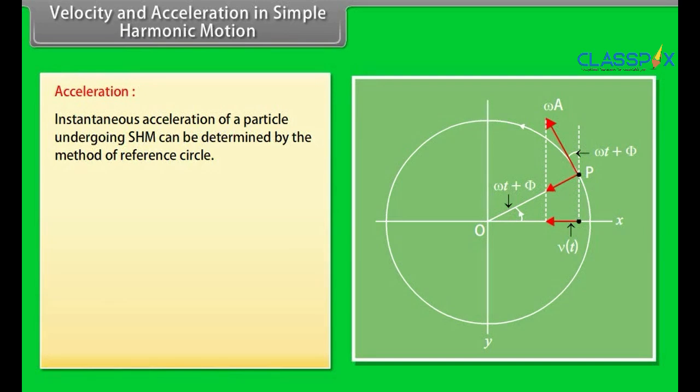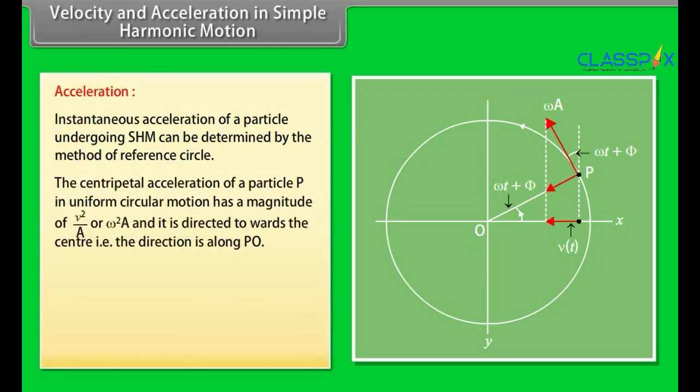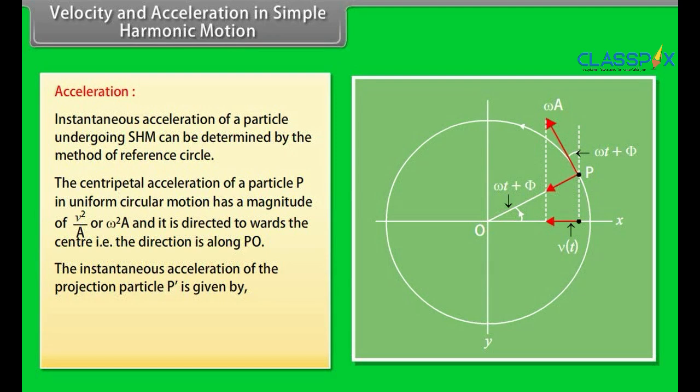Instantaneous acceleration of a particle undergoing simple harmonic motion can be determined by the method of reference circle. The centripetal acceleration of a particle P in uniform circular motion has a magnitude of v squared by A or ω squared A, and it is directed towards the center, that is, the direction is along PO. The instantaneous acceleration of the projection particle P dash is given by a(t) is equal to minus ω squared A cos(ωt plus φ) is equal to minus ω squared x(t).